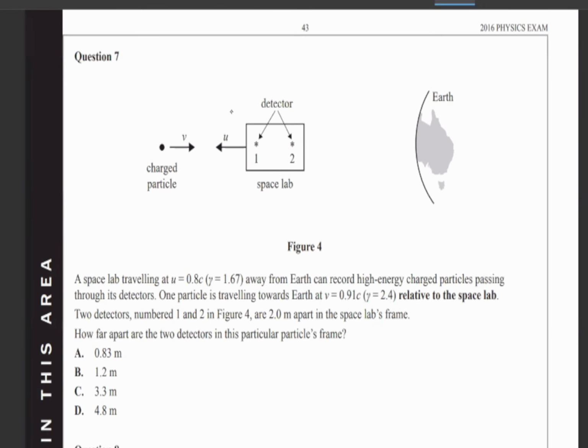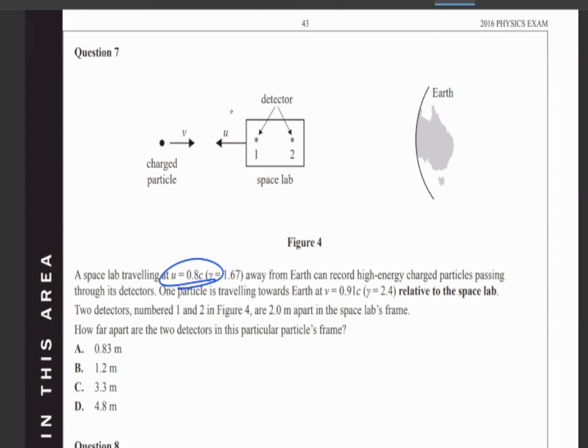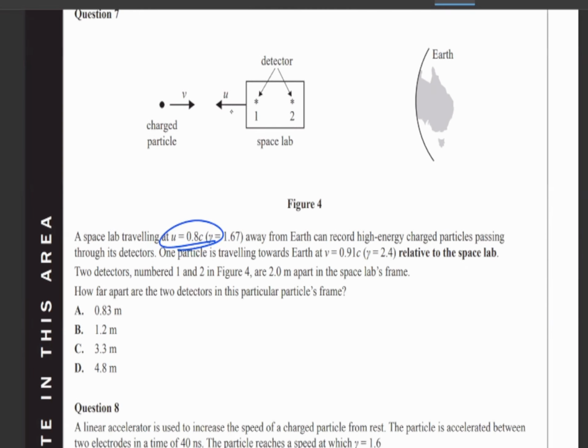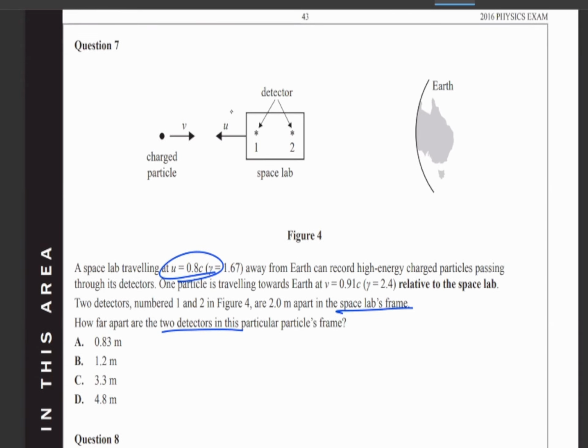Question 7. The space lab is traveling at this speed. Apart from the space lab, how far apart are the two detectors in this particular frame of reference? The contracted length is going to be 2 over 2.4. So 2 meters over 2.4, which is going to be 0.83 meters.